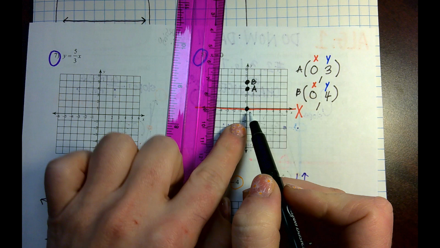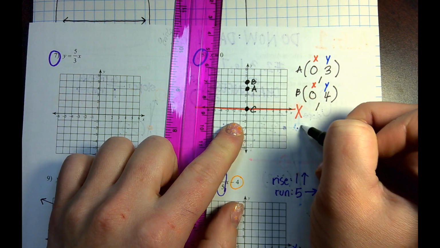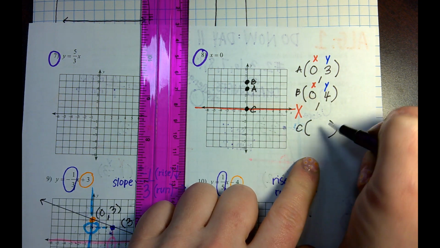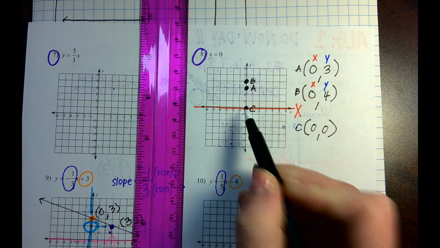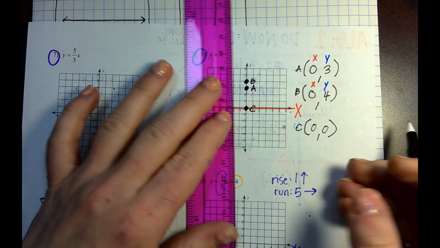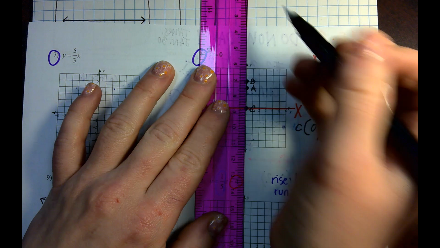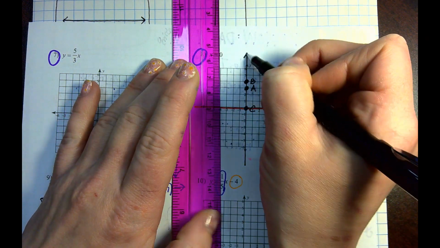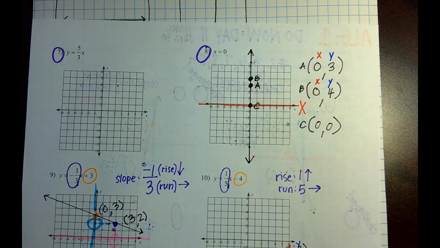Now, what would this point in the middle be named? Let's call it C. Just for fun, what would that coordinate be? 0, 0. Good. 0, 0 is always the point right in the middle. So we connect the dots. We've got a line going up and down, just like that. Amazing.